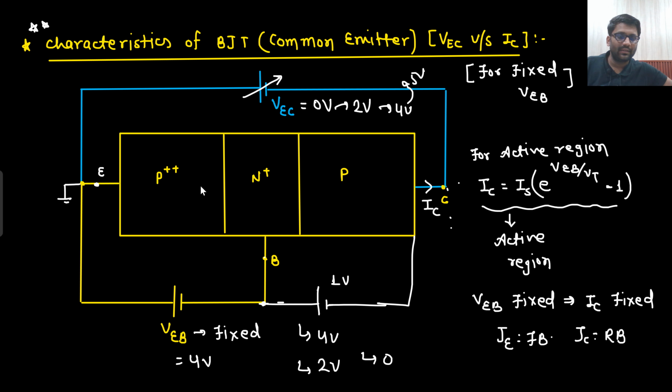It will take up the holes, and because of that, a good amount of current would flow. But now, even if you increase this VEC voltage, for 5 to 6 volts, the reverse bias will be changing from 1 volt to 2 volt. But even if you change this reverse bias, there will not be much impact, because now this IC current is depending on this VEB.